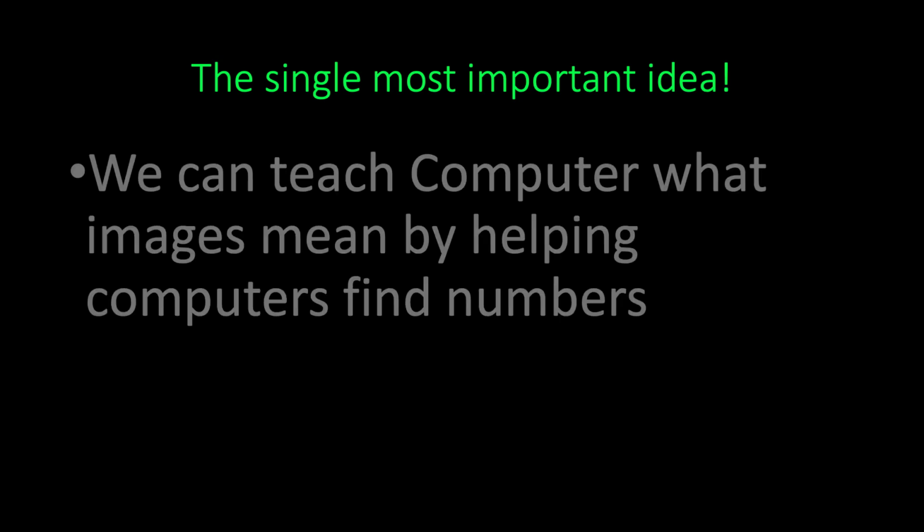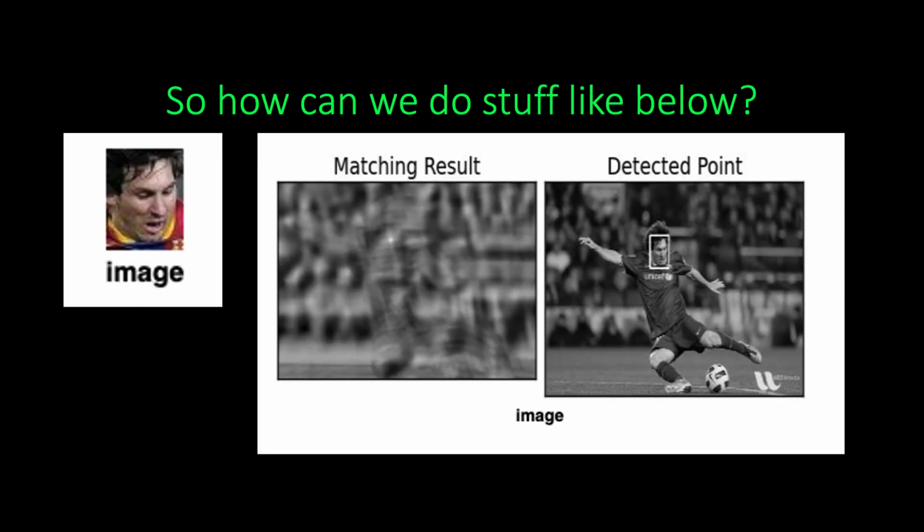We can teach computers what images mean by helping computers find numbers. So when Tesla is running a self-driving car, it's finding numbers on the road. Some numbers mean stop, some numbers mean go. Wow, what an idea. So we can even find images in other images, like we can find the face of the soccer player or the soccer ball.